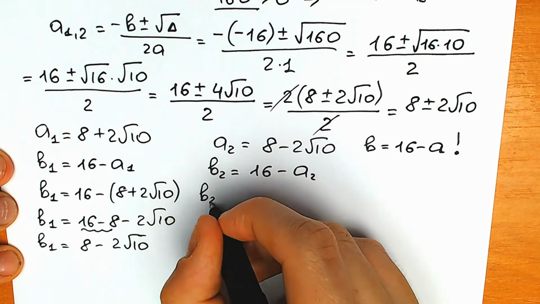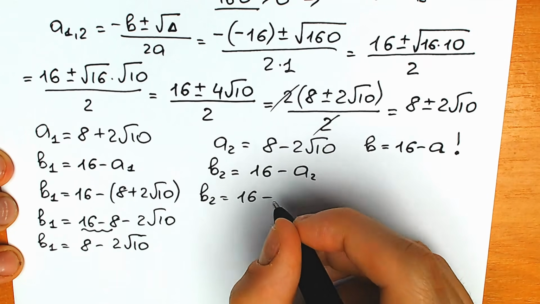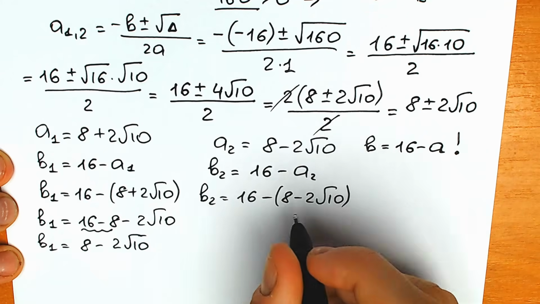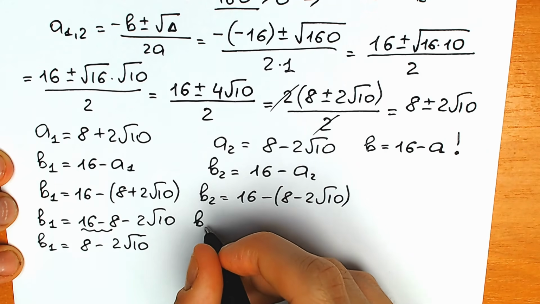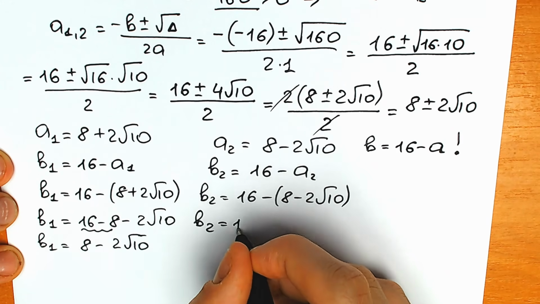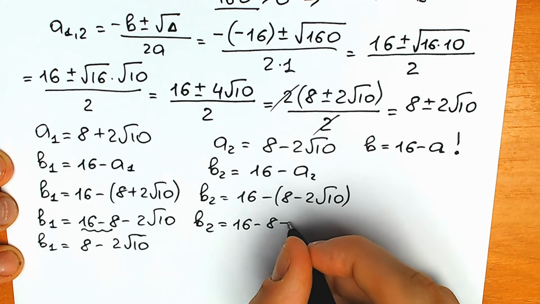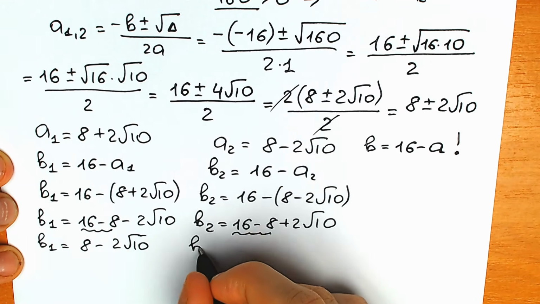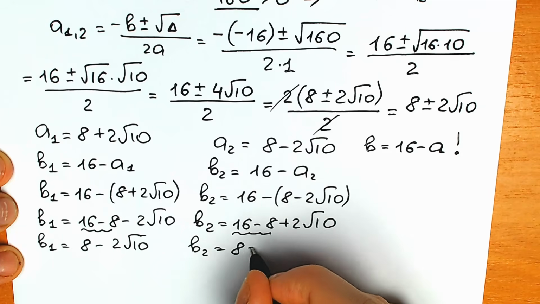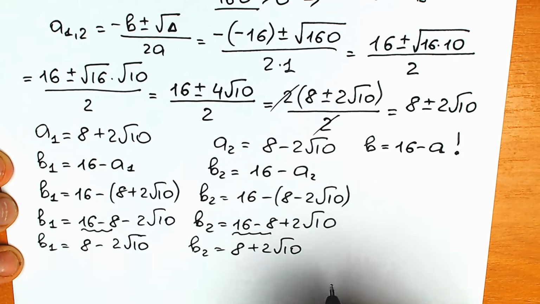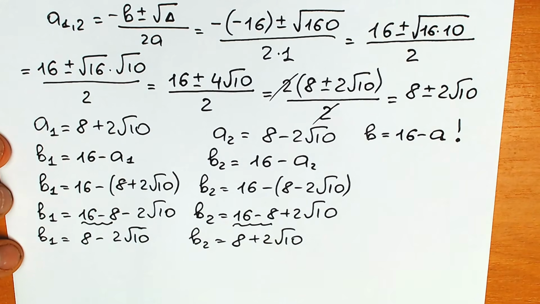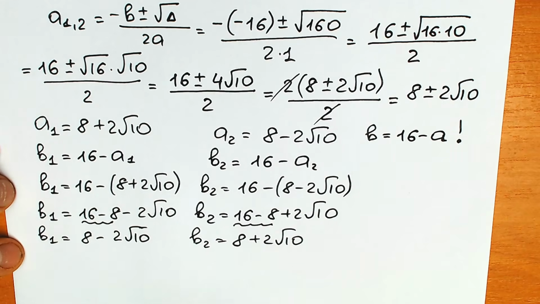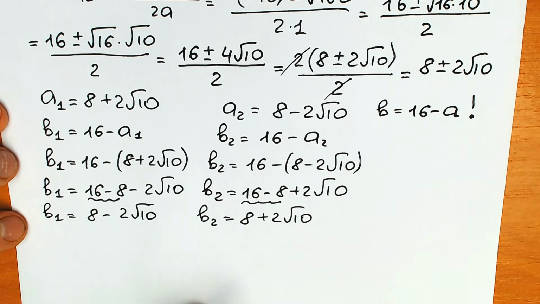So b second equal to 16 minus a second. This one, 8 minus 2 square root of 10. So b second equal to 16 minus 8 and plus 2 square root of 10. So 16 minus 8 equal to 8. So b second equal to 8 plus 2 square root of 10. Okay, we have two pairs, a first, b first, a second, b second. So let's write it, and in the end we will check our roots.